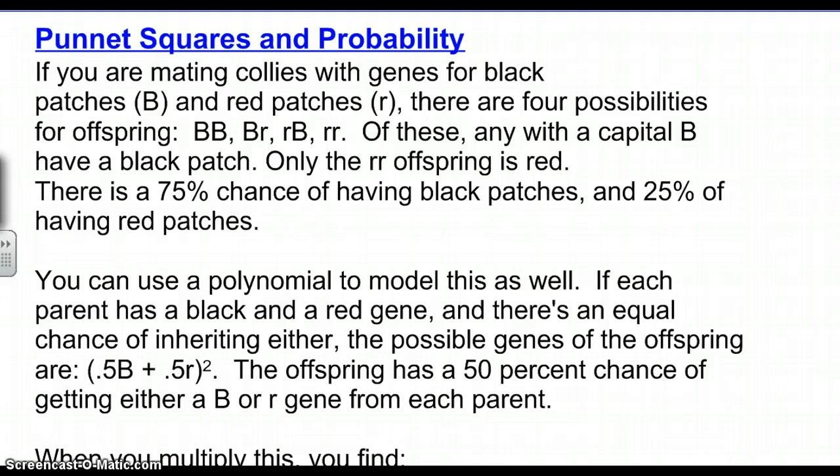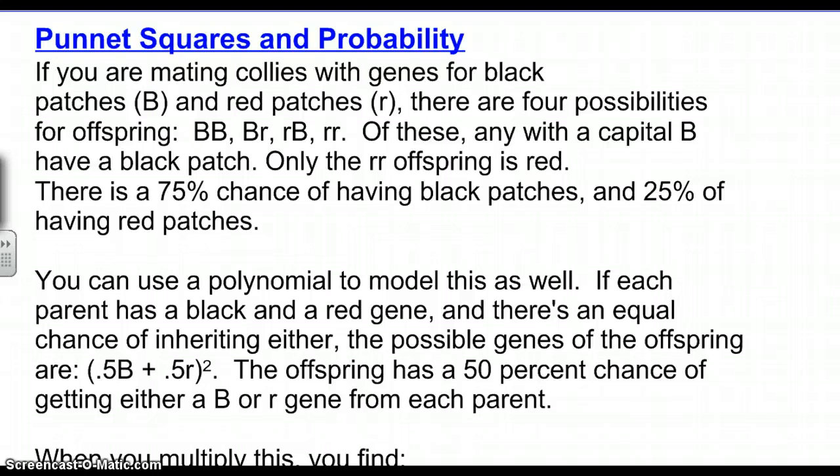Now, any offspring with a capital B is going to have a black patch on it, but only the offspring that has the 2 small r genes is going to have red patches. So of these 4, you can see 3 of them are going to have black patches. That means there's a 75% chance of having black patches and only a 25% chance of having red.